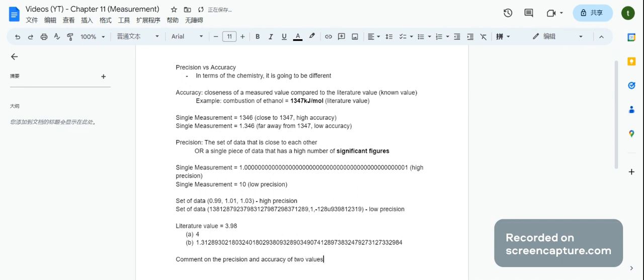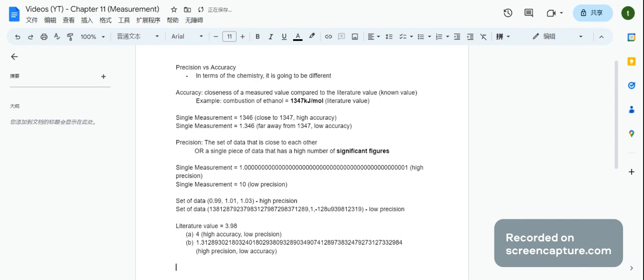Basically, by looking at them, we can see that A is quite close to the literature value. Therefore, A has a high accuracy, but A has quite few digits, aka significant figures. Therefore, it would have a low precision. But if you look at this one, you can see there are many digits, significant figures. Therefore, we will have high precision. However, this value is quite far away from the literature value, therefore it would have low accuracy.